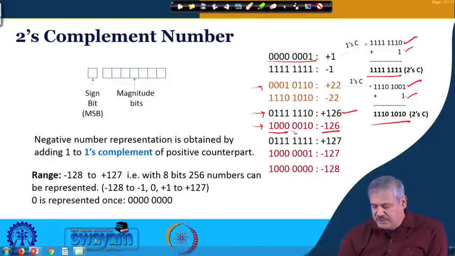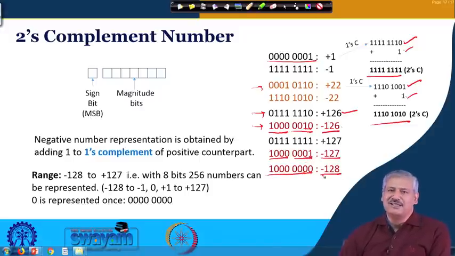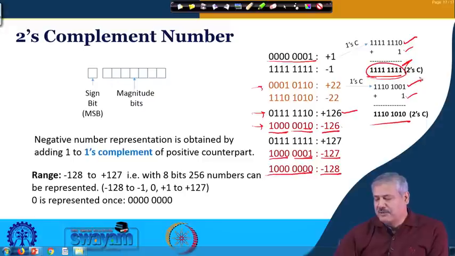1 followed by 4 zeros, then 0 0 1 0 is minus 126. 1 0 0 0 0, then 0 0 0 1 is minus 127. Another representation now comes within the range, which was earlier outside the range: 1 0 0 0 0 0 0 0, with the rest of the bits remaining the same. That is your minus 128. Now 0 is not represented twice; 0 is represented only by all 8 zeros. So, we could push one more number in here.